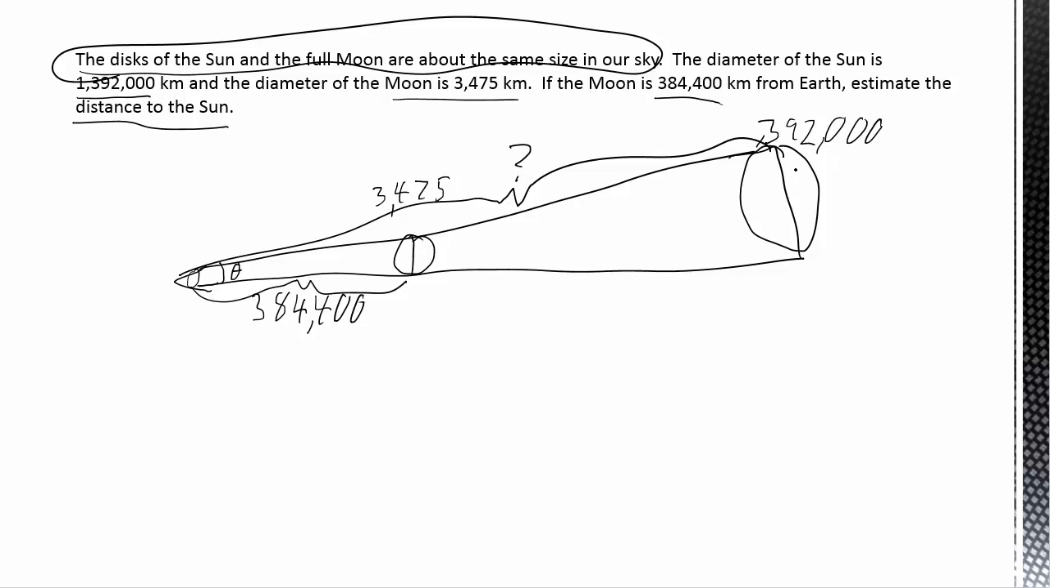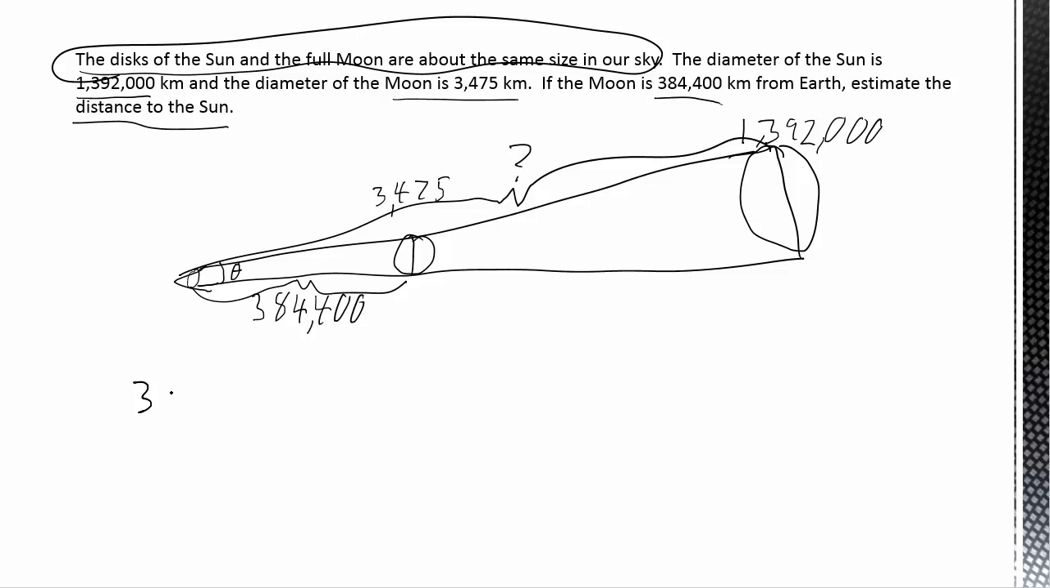For instance, if the sun were exactly twice the size as the moon, twice the diameter, and they appear the same size in the sky, then we would know that the sun is exactly twice the distance. Well, it's significantly more than twice the size, so it's going to be significantly more than twice the distance, and we can find this again by setting up a ratio.